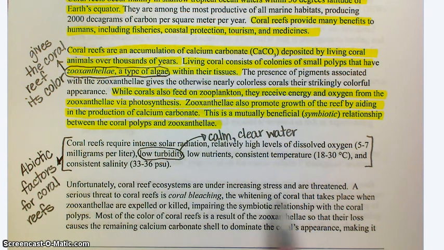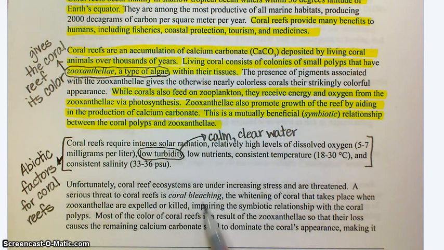Anyway, a serious threat to coral reefs is coral bleaching, the whitening of coral that takes place when zooxanthellae, the algae, are expelled or killed, impairing the symbiotic relationship with the coral polyps. Most of the color of coral reefs is a result of the zooxanthellae, so that their loss causes the remaining calcium carbonate shell to dominate the coral's appearance.